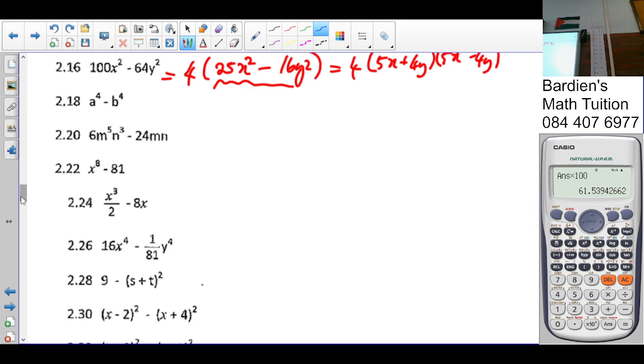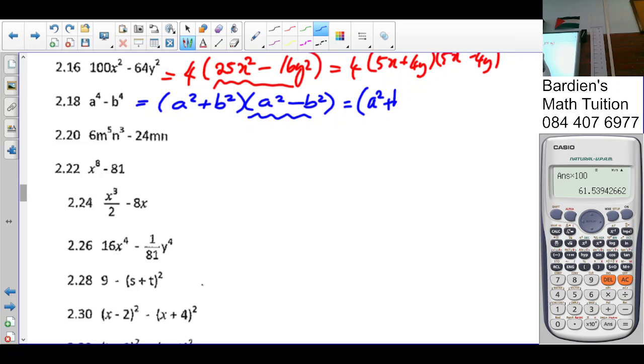The next one, difference of 2 squares is going to be a squared plus b squared, a squared minus b squared. But also note at this point that a squared minus b squared can be taken further, not so? So that's going to give you a squared plus b squared, a plus b, a minus b. Why can't I take that there? No, it's a plus between it, okay?